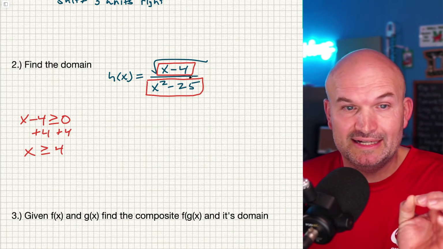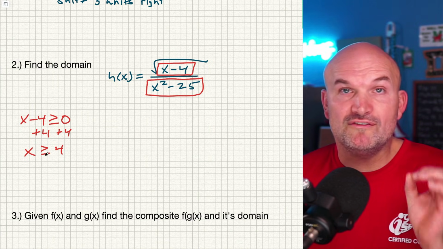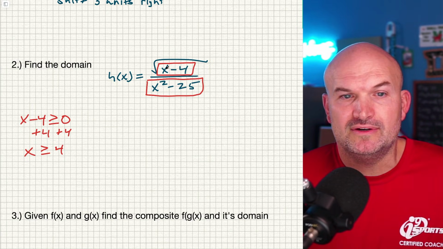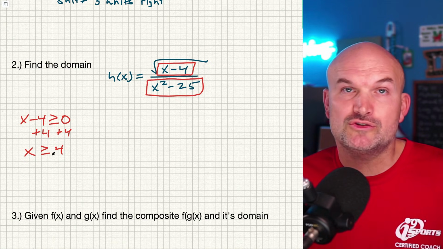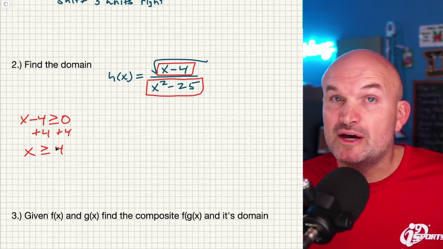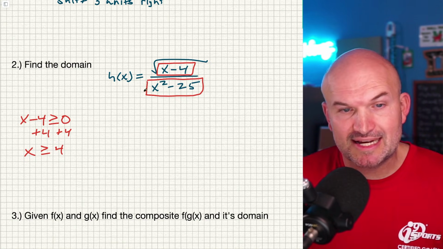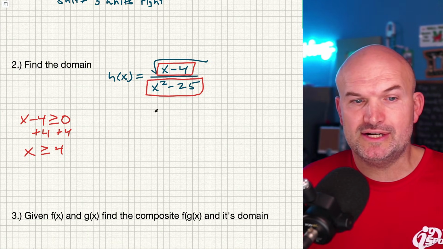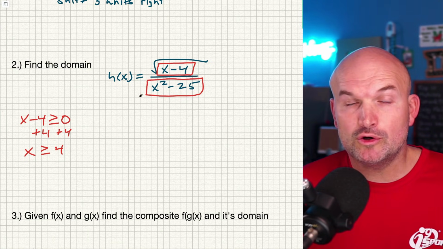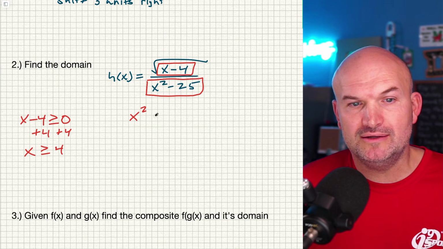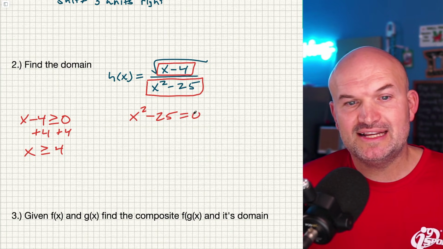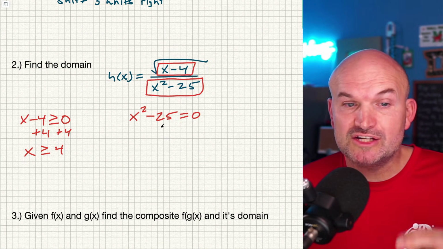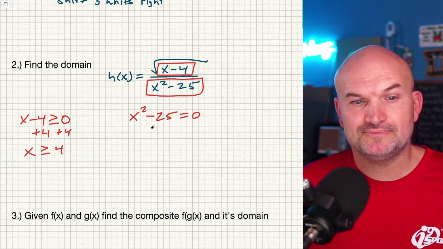So that means the domain is now restricted to all values that are 4 or larger, because it can be 0. You can take the square root of 0. You just cannot take the square root of negative numbers in our real number system. Now, the next one: I have to identify what values make my denominator equal to 0. So we take the quantity in our denominator, x squared minus 25, and set that equal to 0, because I want to find the values that make my denominator 0.